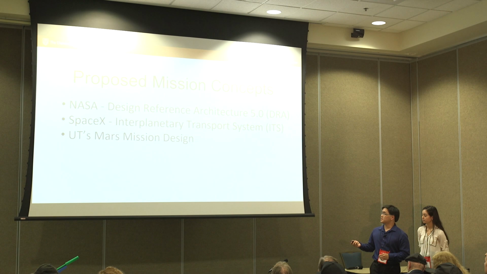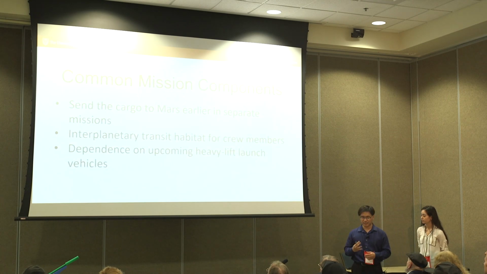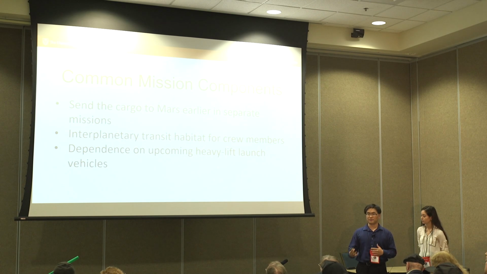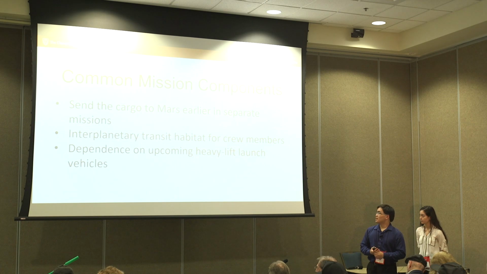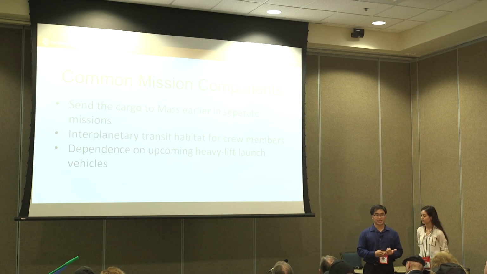While all three of these projects have vastly different architectures, I think it's worth noting the similarities before we go into anything. The first is that the cargo is sent to Mars before anything else, usually 2 years before. This is just to make sure the astronauts have a safe environment to arrive in. We know everything works before we send the astronauts. There's also an interplanetary transit habitat for all the crew. We have to keep them alive. That's kind of a big deal. And finally, the dependence on upcoming heavy lift launch vehicles. So this would be the SLS, the future versions of the SLS, as well as the ITS.